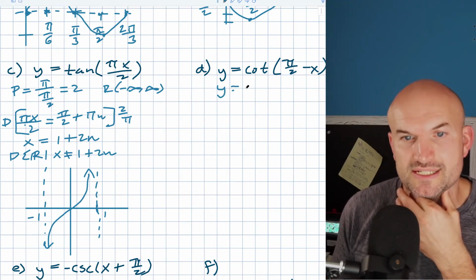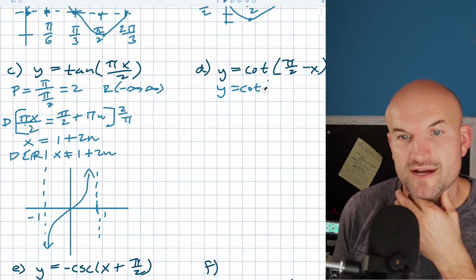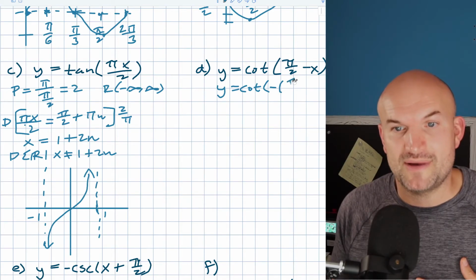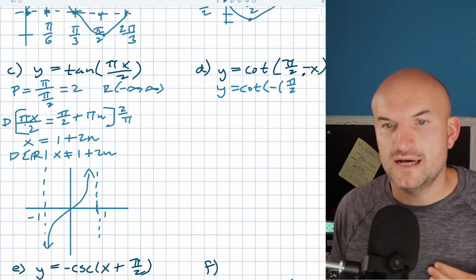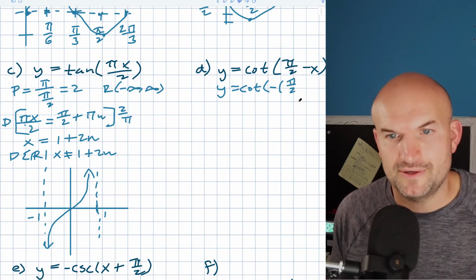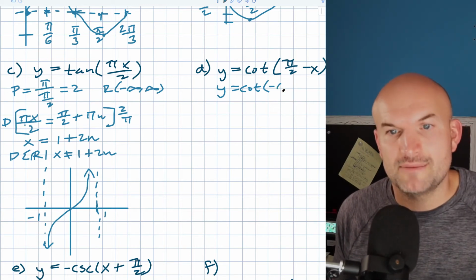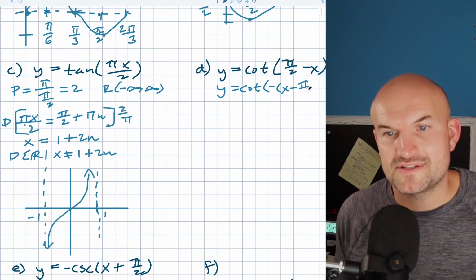So what we want to do in this case is flip that around and factor it out. So when I factor out the negative, I'm left with a positive pi halves. Factor out the negative, I'm left with x minus pi halves.